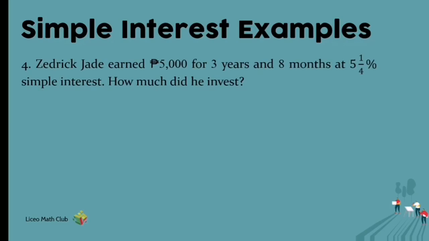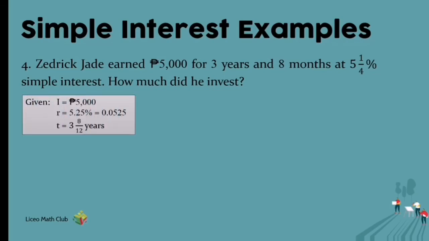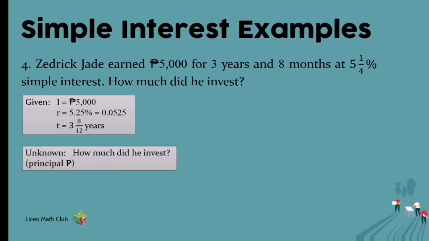Zedrick Jade earned 5,000 pesos for 3 years and 8 months at 5 1/4% simple interest. How much did he invest? We have our given as 5,000 pesos as our interest, 5.25% as our rate, converted into decimal, which is 0.0525, and lastly our time as 3 and 8/12 years, which is the fraction form of 3 years and 8 months. In our last problem, we are looking for the principal, which is the question, how much did he invest?